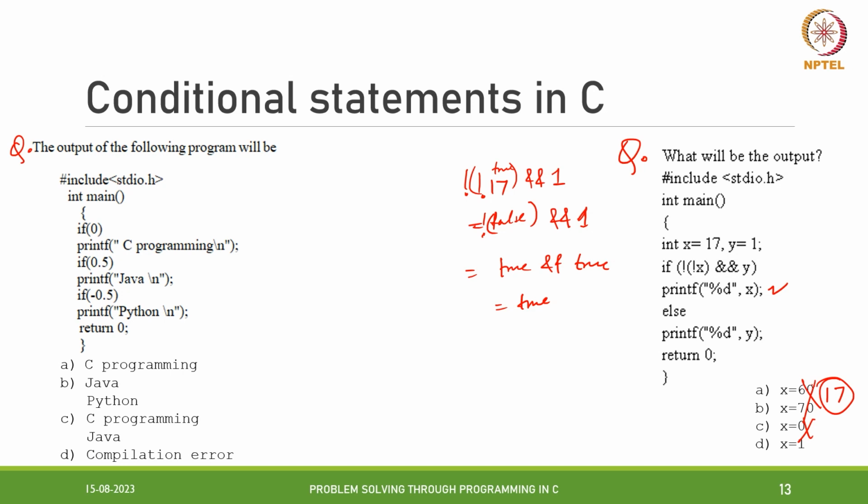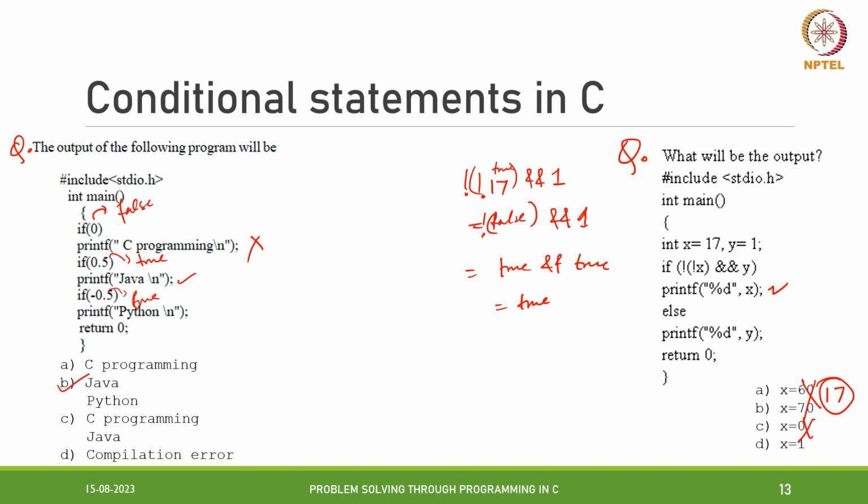Alright, and here what happened? So if of 0, 0 means it's false, right? So false, then this part is not going to be executed because it's in an if. And then you write another if statement, if of 0.5. 0.5 means it's true. So if it is true, then it prints this. So Java will be printed. Then again minus of 0.5 means it's true. So if it's true, again Python will be printed. So the answer is Java followed by Python on the next line. Okay, so this is going to be the output for this one.